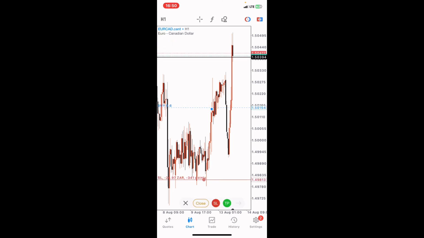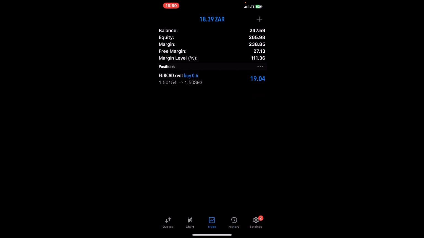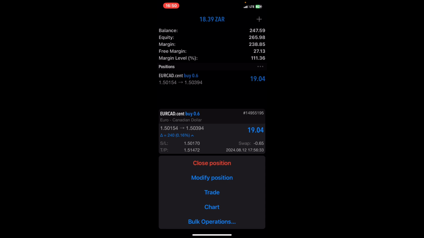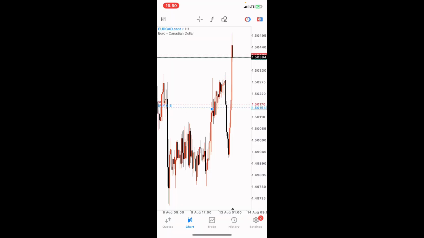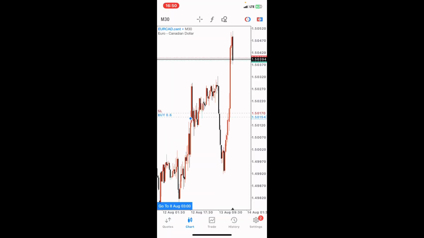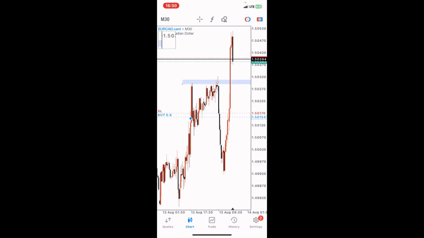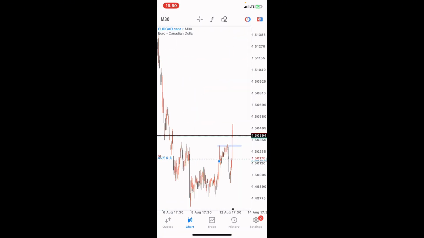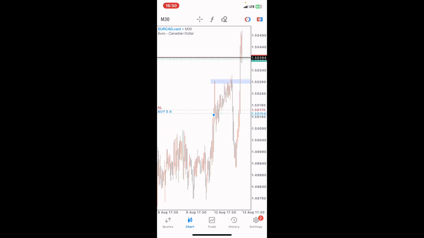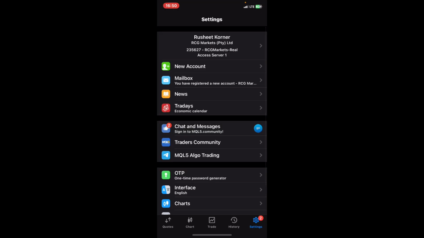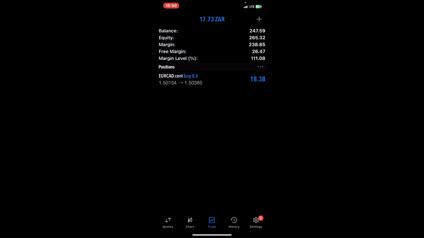So let's lock at least 1 rand, because you guys know there's still the swap, right? So it must not take us out with a loss. There's still that swap of 65 cents. So let's see, guys, how this thing will move. Hoping from here we maybe just test here and then we move to the top side. So let's see what the market has for us, guys. I'll update you guys. Same account. Let's get it.